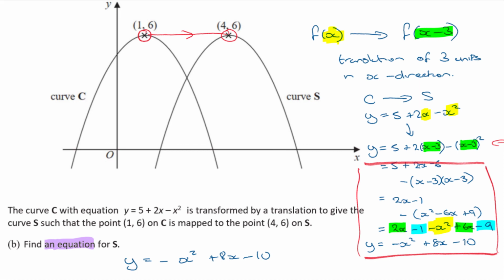You could have got all the marks for just saying y equals 5 plus 2 lots of x minus 3 minus x minus 3 all squared. So that was fun though, wasn't it?